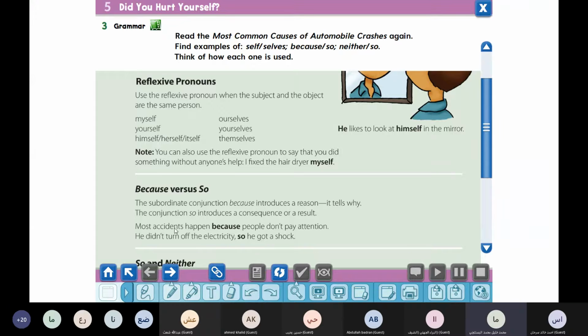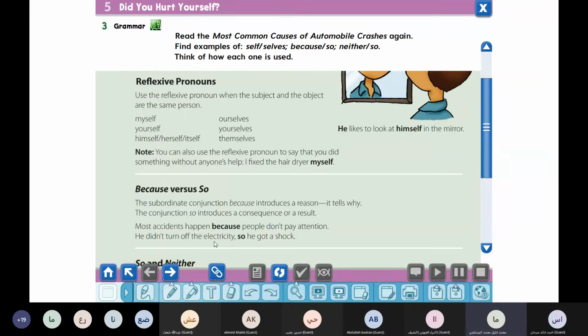Look at the example. Who can read the first example? Most accidents happen because people don't pay attention. Good. Realize here, most accidents happen. Now why? Because here we have a reason. People don't pay attention. So we use because. Here we have a reason, so we want to introduce the reason. So we have to use because.